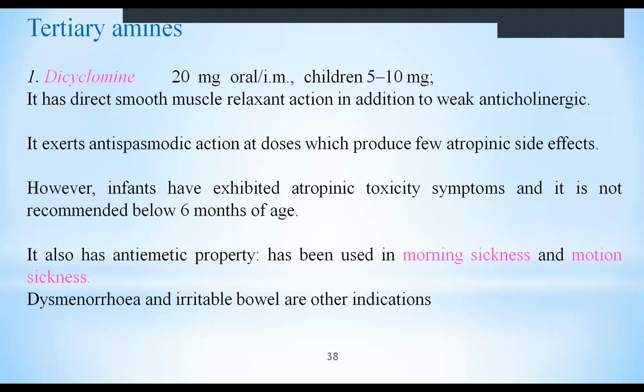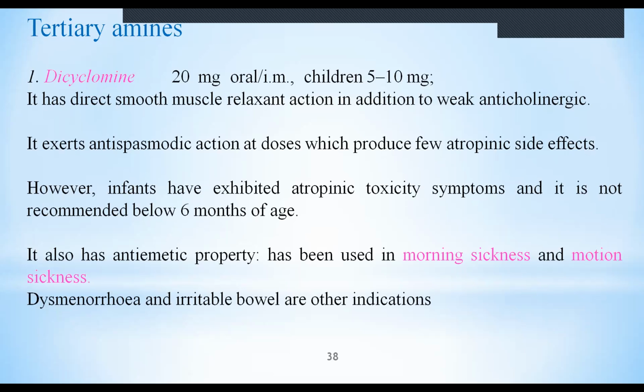It has a direct smooth muscle relaxant action in addition to a weak anticholinergic action. So it has a weak anticholinergic action, whereas the muscle relaxant action is prominent. Dicyclomine exerts antispasmodic action at doses which produce few atropinic side effects. Infants have exhibited atropine toxicity symptoms, especially in case of dicyclomine overdose, and it is not recommended below the age of 6 months.